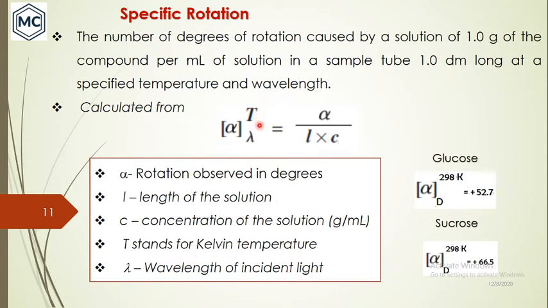Here T stands for Kelvin temperature, and lambda is the wavelength of incident light. The observed specific rotation for glucose is plus 52.7, and for sucrose it is plus 66.5.